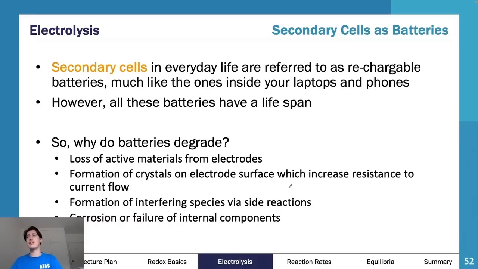Formation of crystals on the electrode, reducing the surface. They also increase resistance to flow. So they reduce the surface area available. They increase the resistance to flow. This will degrade the battery.